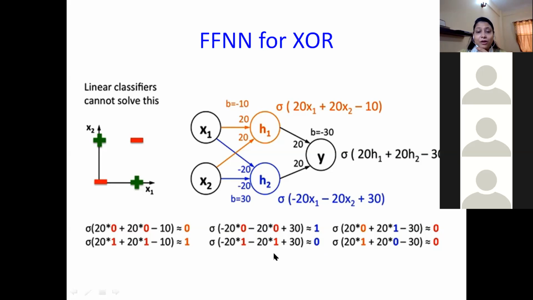And now for this 1-1 input combination, you have got H1 as 1 and H2 as 0. So you can put H1 as 1 and H2 as 0, and you will have an output which gives you minus 10, because 20 minus 30 gives minus 10. So automatically the output must be 0.